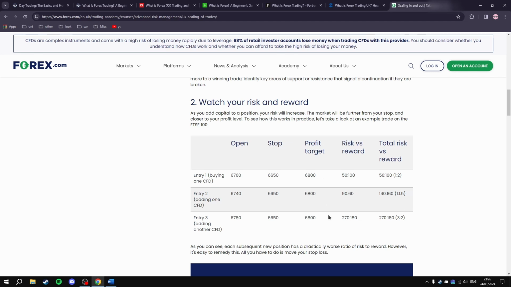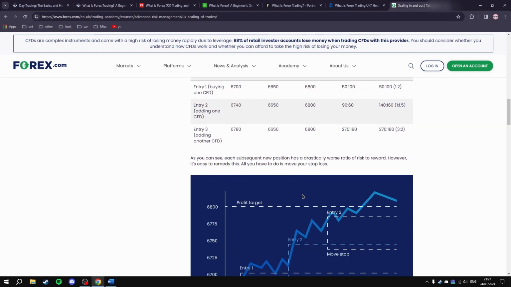Entry 3, adding another CFD. This one is 270 to 180, so you just carry on risking more to get less, basically. As you can see, each subsequent new position has a drastically worse ratio of risk to reward. However, it's easy to remedy this. All you have to do is move your stop loss.